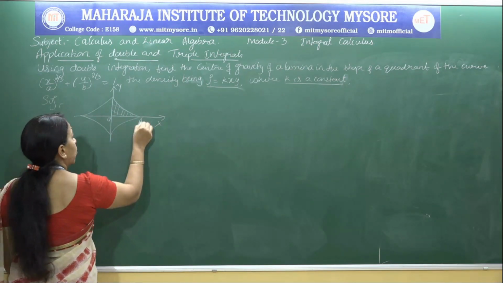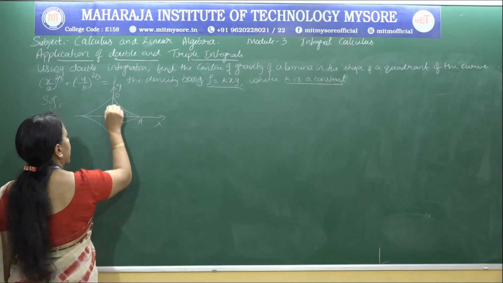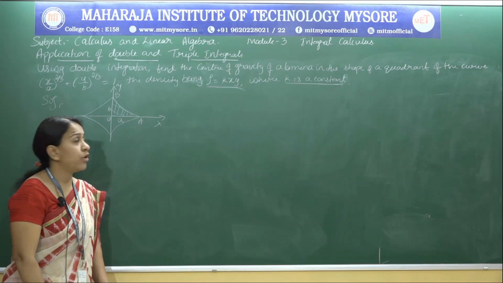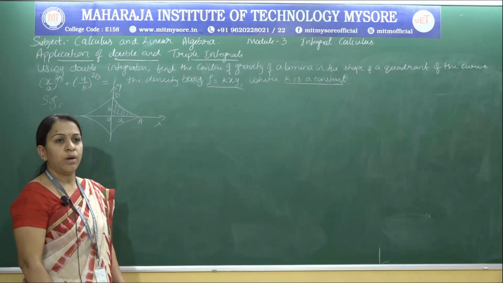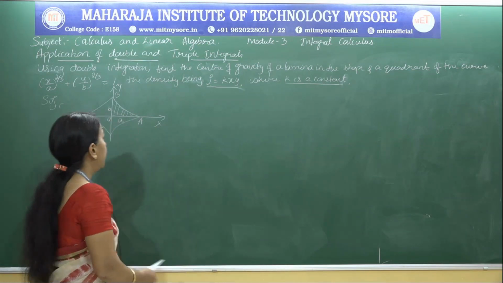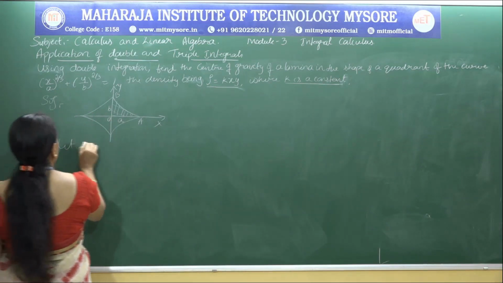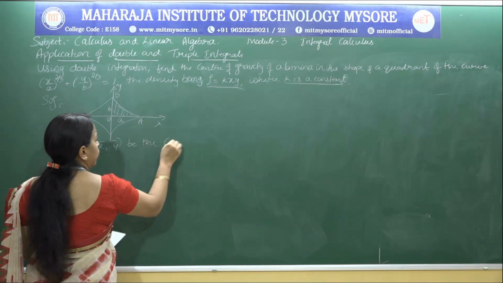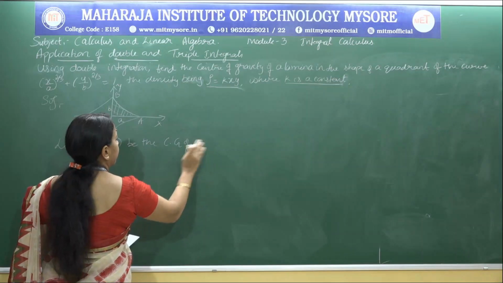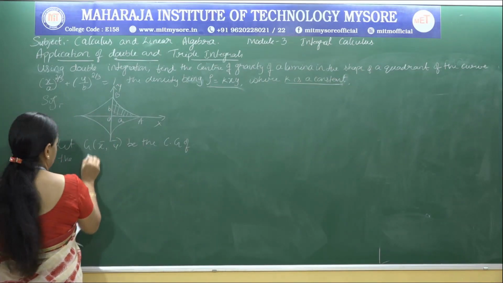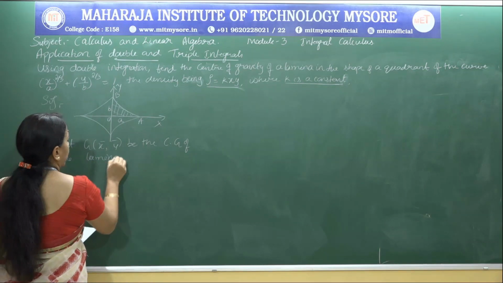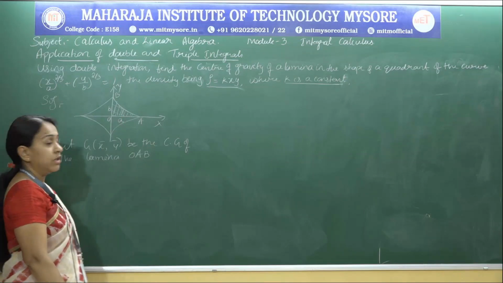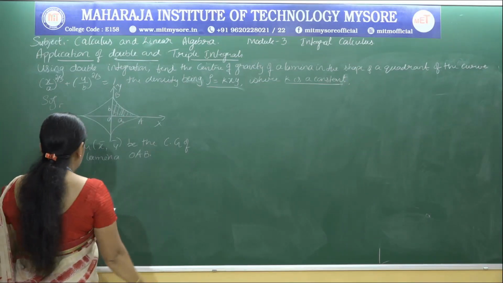Okay, so I name it as OAB, and we know that this is A and this will be our B. So let G of x bar, y bar be the point or the center of gravity in the given lamina. So let G of x bar comma y bar be the center of gravity of the lamina OAB. So we are going to get the center of gravity here, OAB.